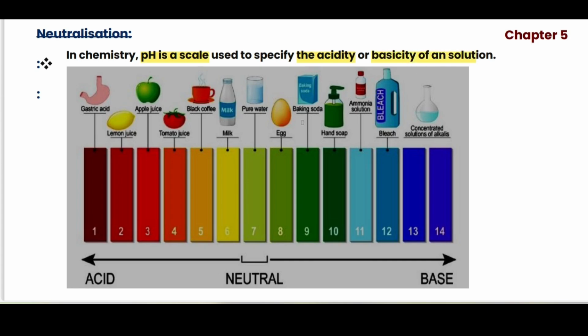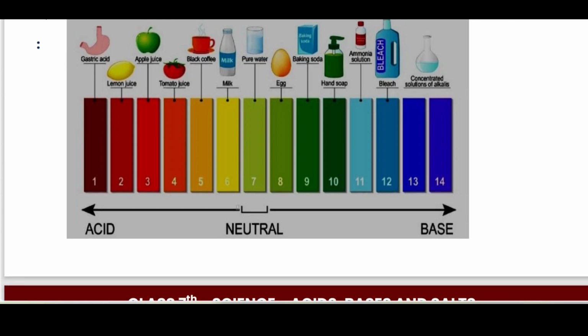For example, if I give a solution and if I say it is acid, so how much acid it is? कितना acidity है उसके अंदर, right? कितनी basicity है? So that is given by pH scale. So here you can observe the colors, right? पीएच स्केल में कलर्स ऑब्जर्व करते हैं. अगर वो डार्क रेड होता है, सो दैट इज गैस्ट्रिक एसिड, मींस बहुत ज्यादा एसिड है.